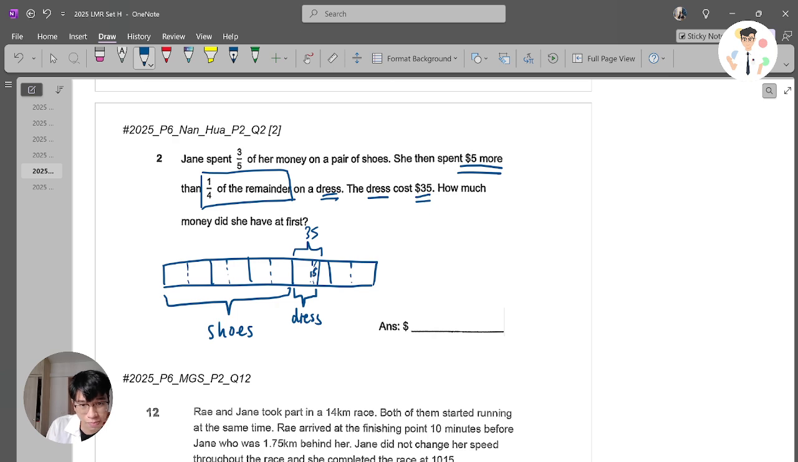Okay, if this part is 35, the whole thing here is 35, here is 5, then what is here? What is this yellow color part? This yellow color part will be what? 30 lor. Correct.